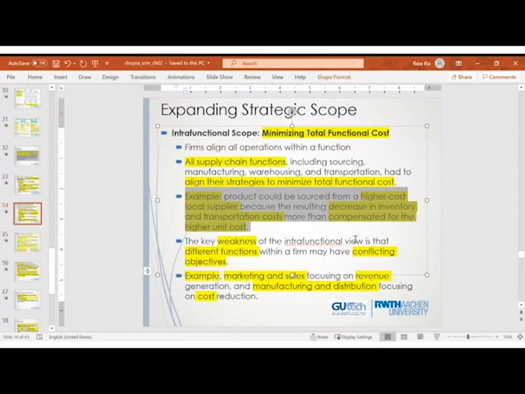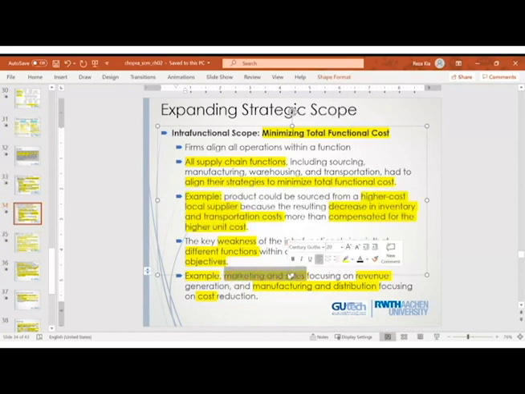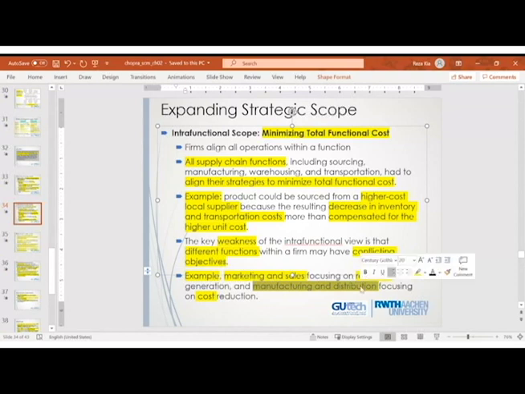And the point is, even in this scope, again, there might be some conflicting objectives between different functions, such as marketing and sales. Marketing and sales departments usually focus on the revenue. And in the other functions, in manufacturing and distribution, they are focusing on reducing the cost. In reality, they may face some conflict in their objectives, because marketing are just trying to give some promotion to increase the sale.